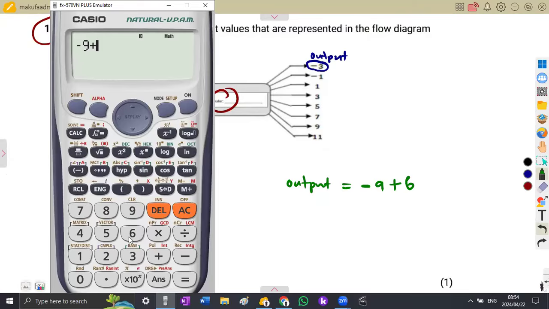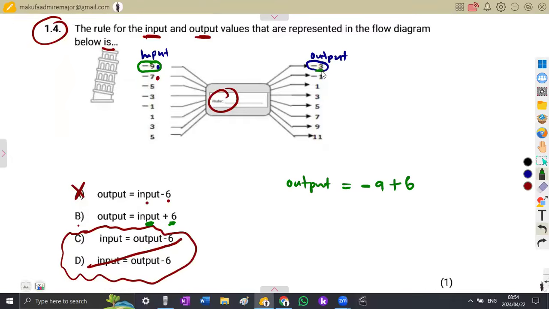Minus 9 plus 6. This is minus 3. Exactly what you have there on the output. We are getting a minus 3. Exactly what we have here. But let's prove again with another one. Let's take the input. You can take anything, any part. Let's take this one, last one, 5.